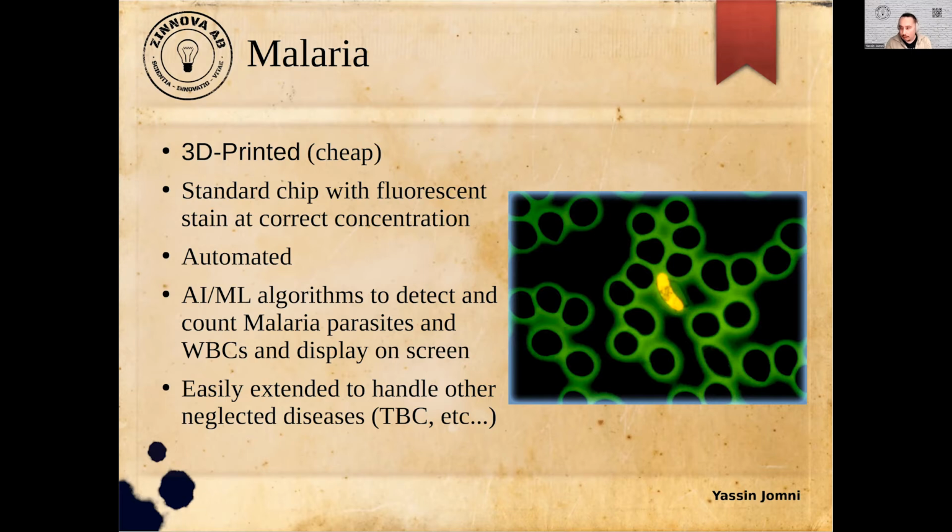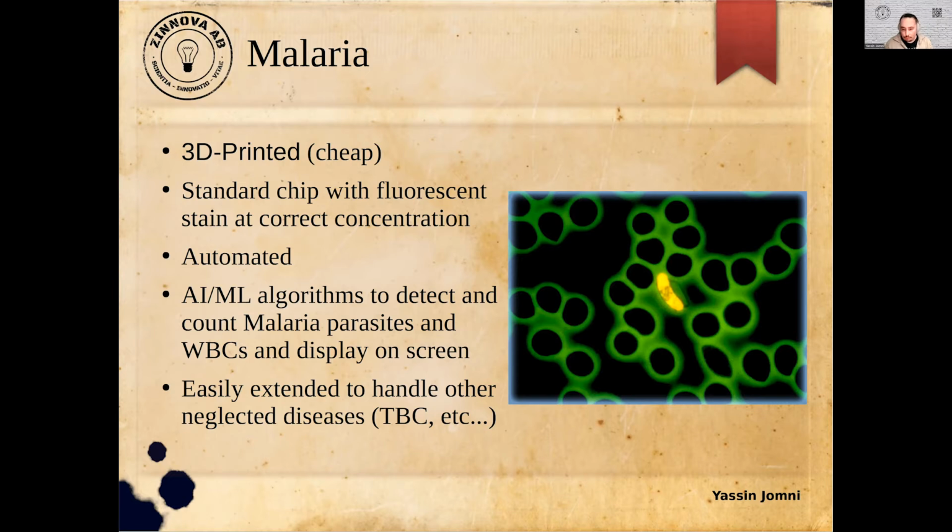The device will automatically scan the sample, and then you have a screen with some artificial intelligence that will detect the parasites and make a diagnosis.